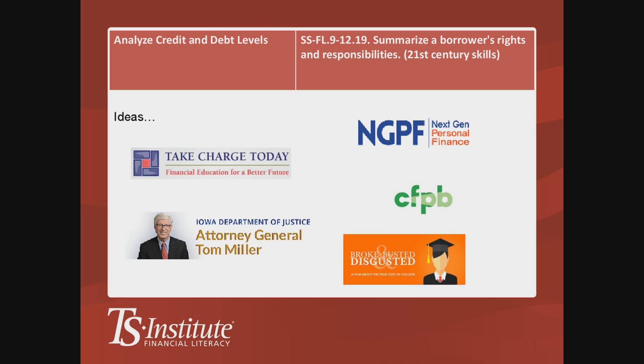So the CFPB and the Attorney General are two really connected consumer rights resources. If you haven't looked at those, you might even give your students a scenario and have them use the Attorney General.